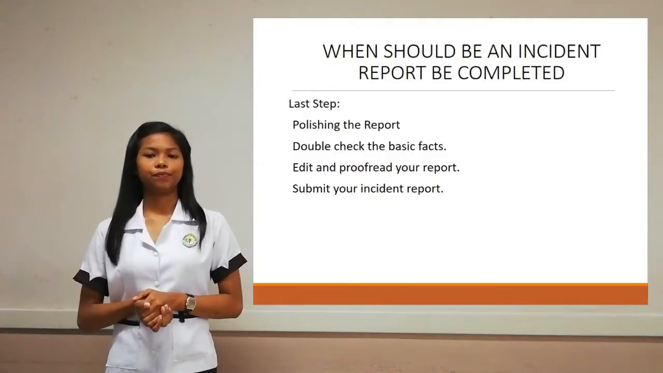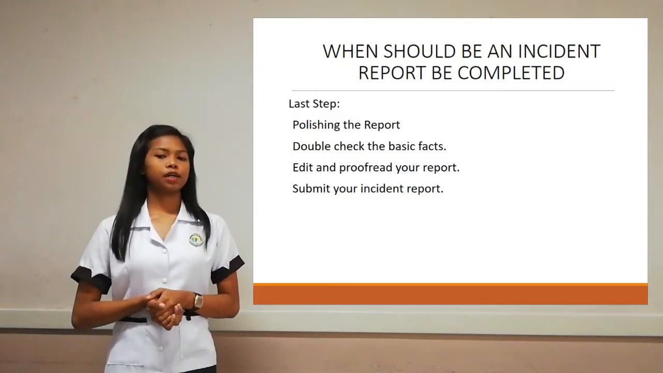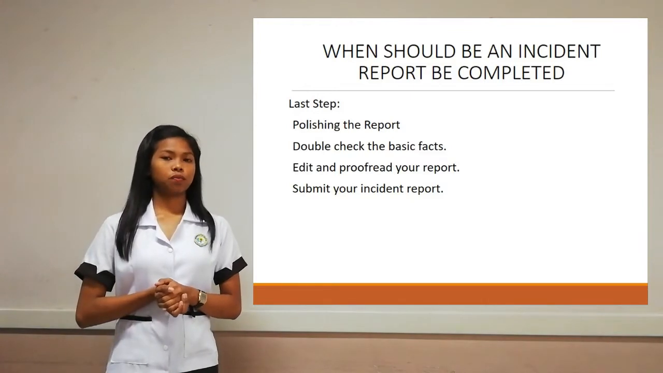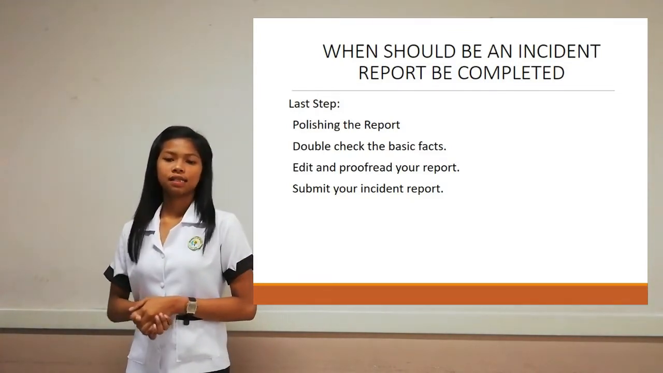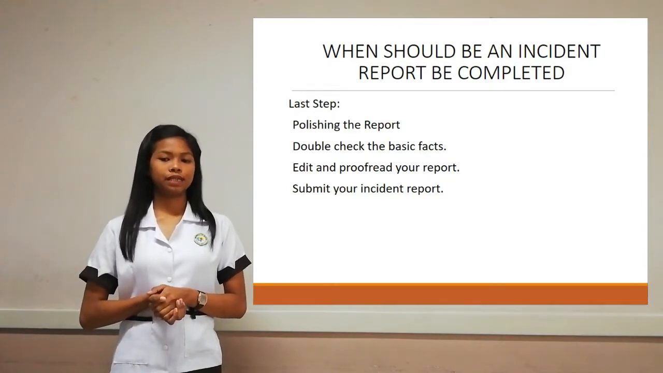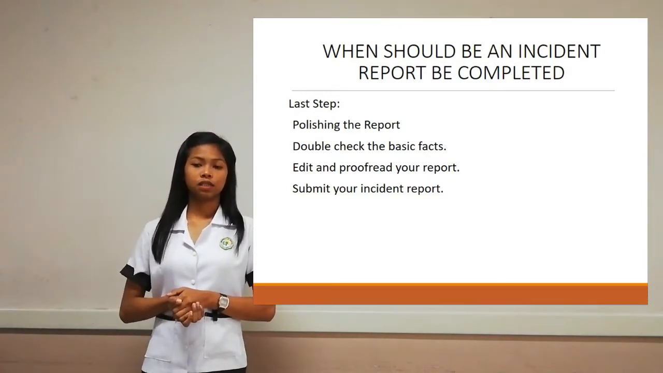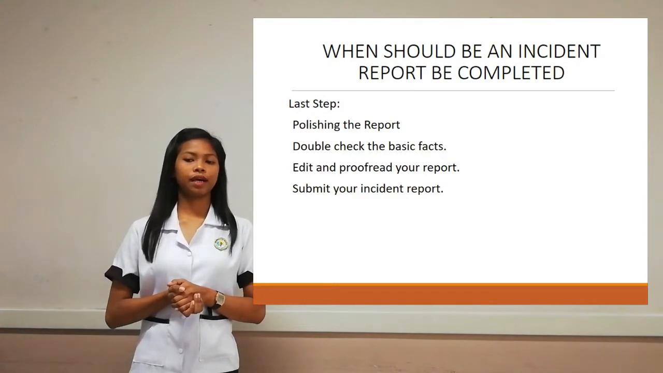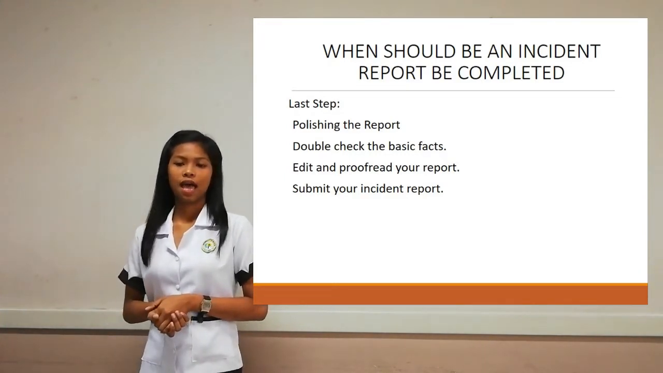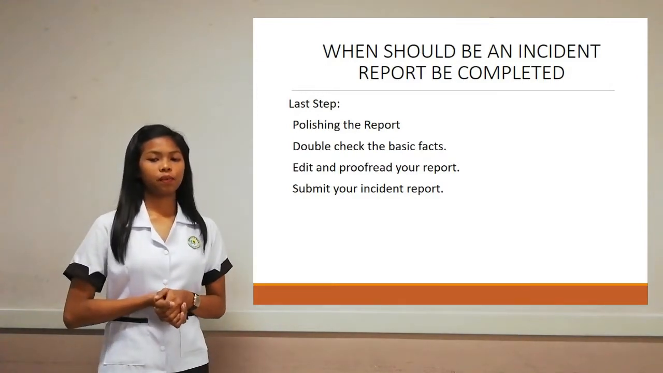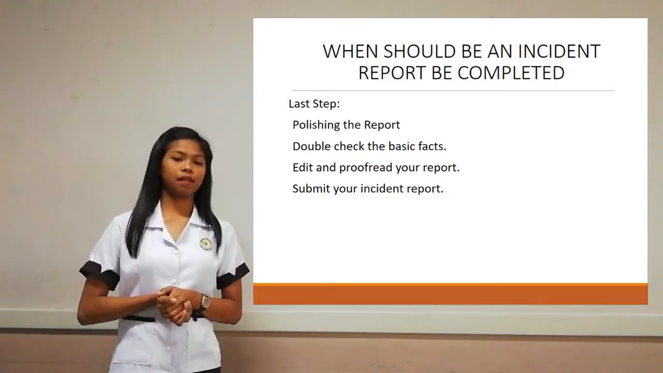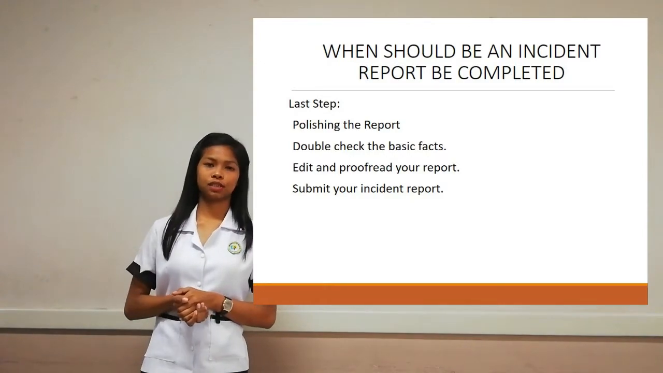And the last step is polishing the report. In polishing the report, first, double-check the basic facts. Check to make sure that the information matches your listed report. The second is edit and proofread your report. Read through it to make sure it's coherent and easy to understand. And the last is submit your incident report. Submit an incident report in person and make yourself available to answer further questions. Thank you.